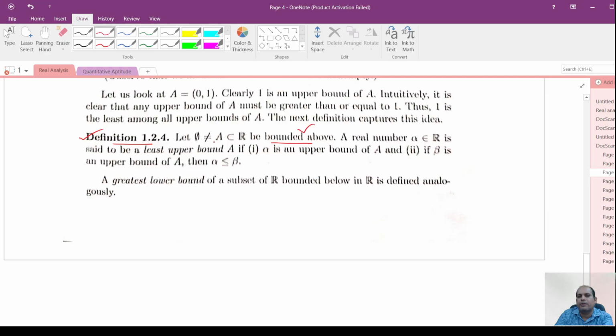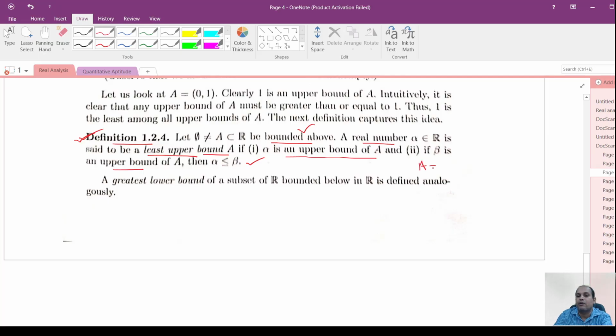If A is a non-empty subset of R that is bounded above, then a real number alpha belonging to R is said to be its least upper bound. This is the definition of least upper bound. In some books you will find it as supremum. The first condition is that alpha has to be an upper bound of A, and if there exists another upper bound beta, then alpha has to be less than or equal to beta. So this is the definition of a least upper bound.